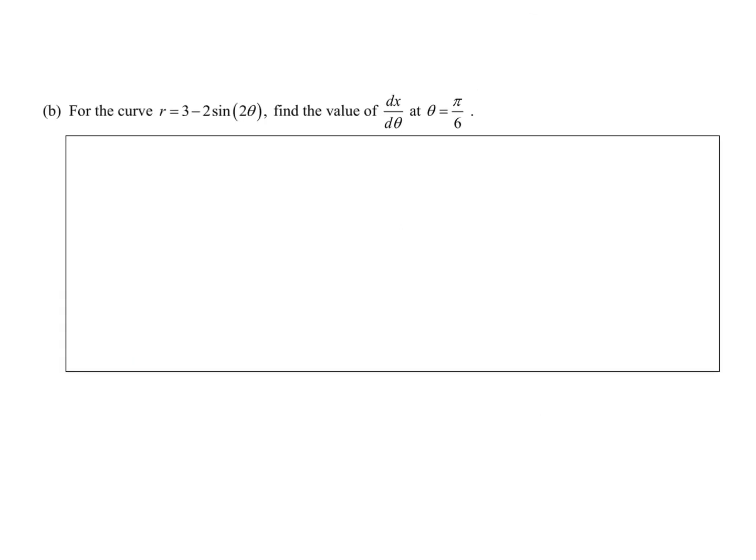All right. Question 2, for the curve, find dx d theta. What must you do here? What do you have to do? Yeah, we got to have an x. What is x? R cosine theta. All right. So we have r, 3 minus 2 sine 2 theta, and then that just gets multiplied by cosine theta.